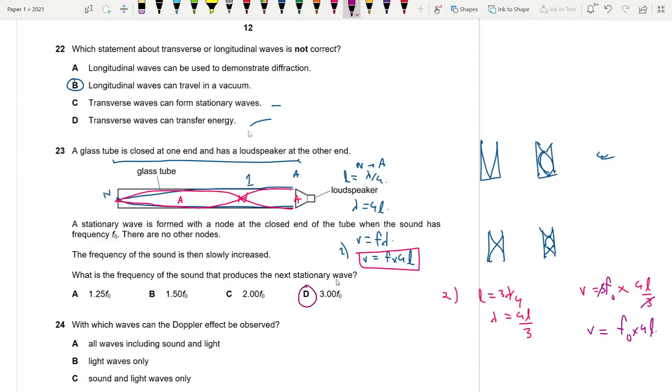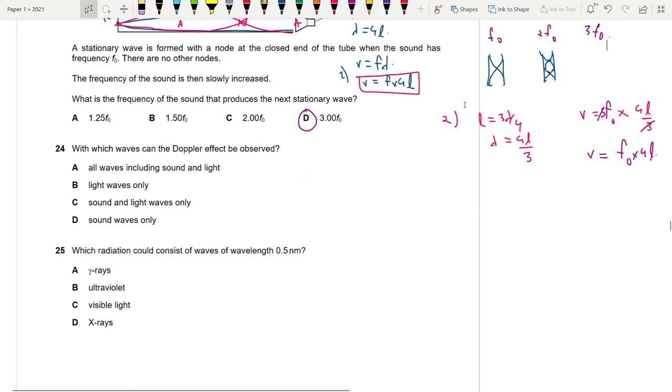Sorry for the elaborate explanation, but basically the pattern goes like this. This is f naught, this is thrice f naught. We're gonna get 5 times f naught afterwards, okay? But for here it's like f naught, 2 f naught, 3 f naught, okay? It's just integer multiples, but there we have odd numbers. It's a bit weird. So with which waves can the Doppler effect be observed? Basically all waves, okay? This was a trick question. The answer is A. Which radiation could consist of waves of wavelength 0.5 nanometer?